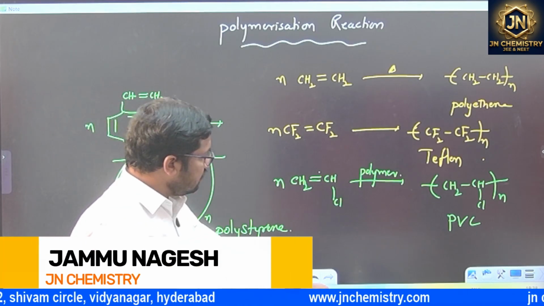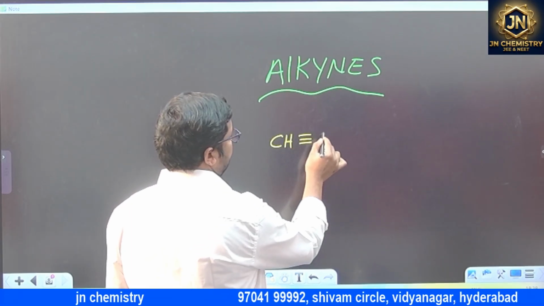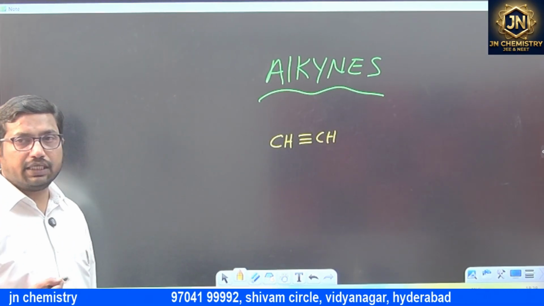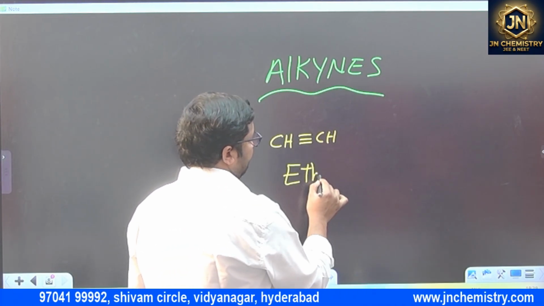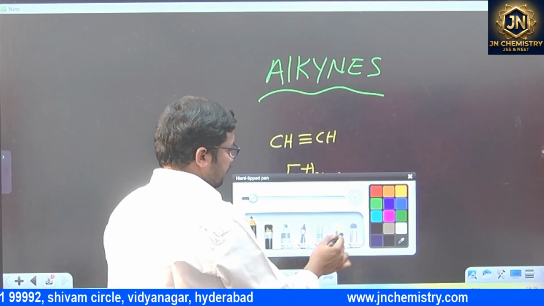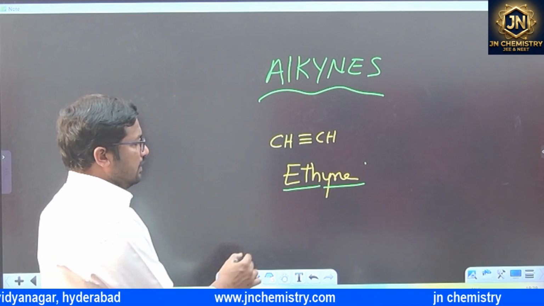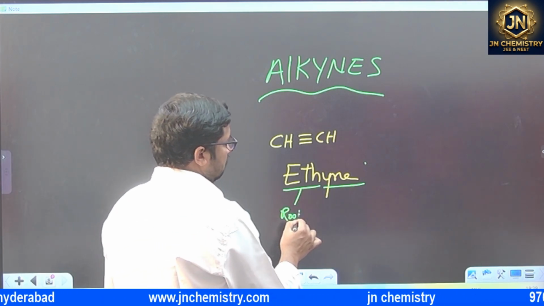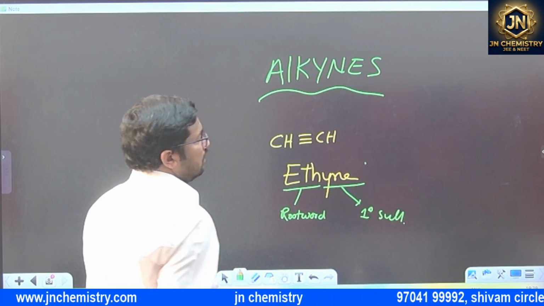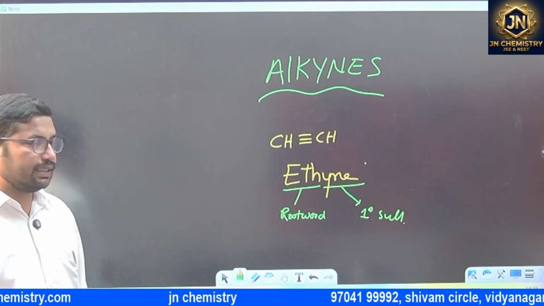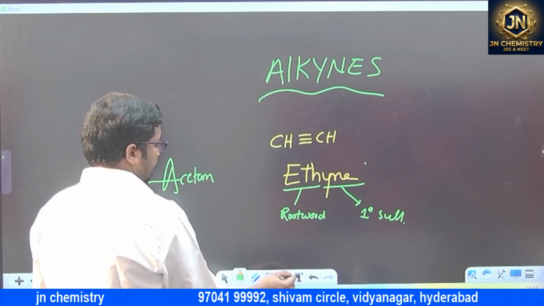Put the heading: Alkynes. Generally, alkynes are called acetylenes because of ethyne. How can we say this is ethyne? Eth plus yne. Ethyne. This is the root word. This is the primary suffix. So the common name we generally call is acetylene.